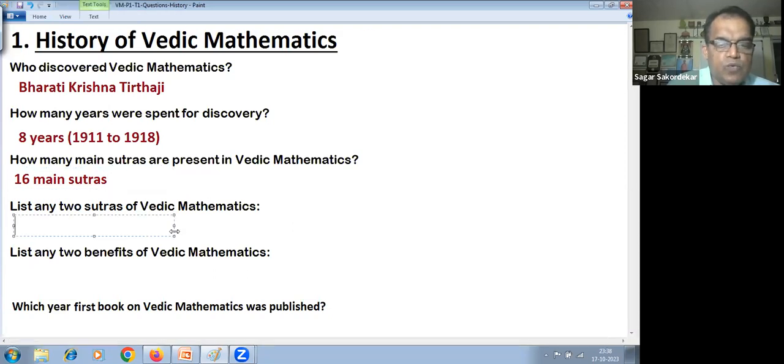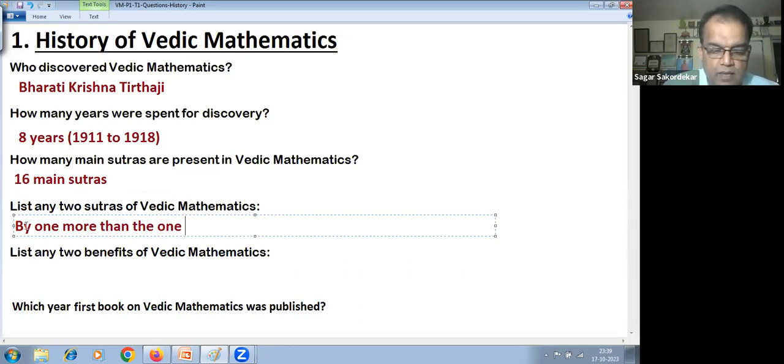Next, list any two sutras of Vedic mathematics out of the 16 sutras which you have just listed. The first sutra is by one more than the one before. The simple meaning of this sutra is add one or increase by one. Second sutra, all from 9 and last from 10. So you can list any two out of the total 16 sutras which you have listed.